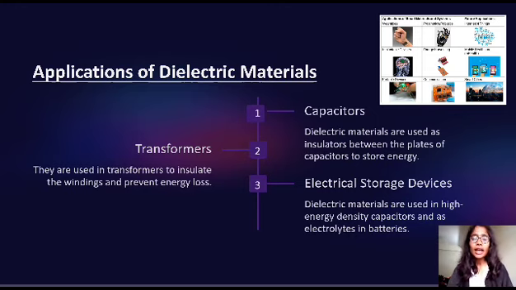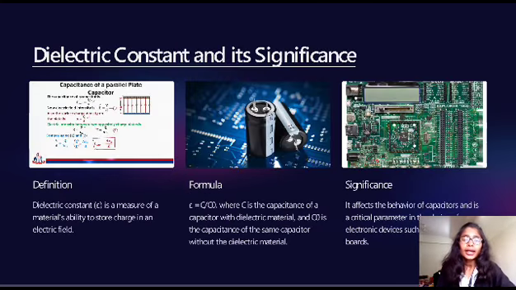In dielectric materials, the relative permittivity is the permittivity of the material expressed as a ratio with the electric permittivity of the vacuum. The dielectric is an insulating material, and the dielectric constant of an insulator is a measure of the ability of the insulator to store electric energy in an electric field. So next, dielectric constant and its significance.